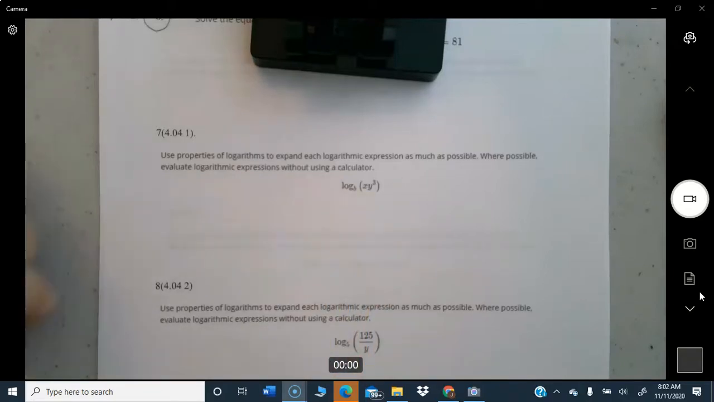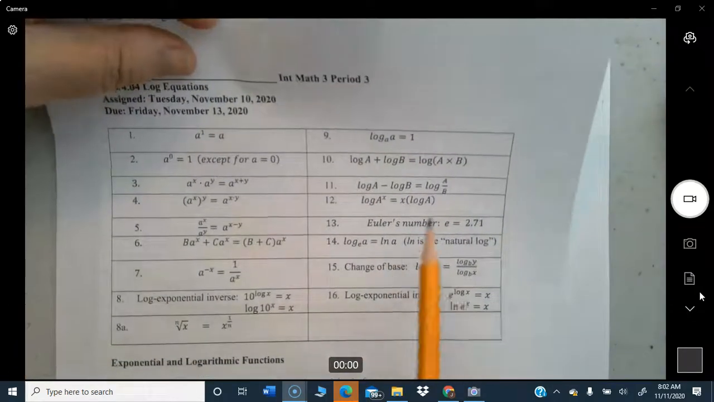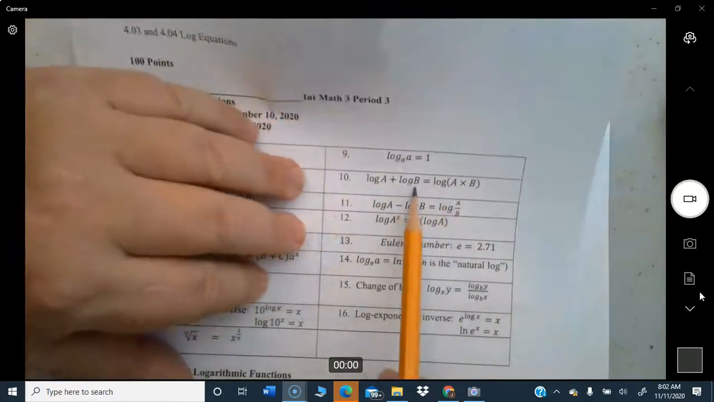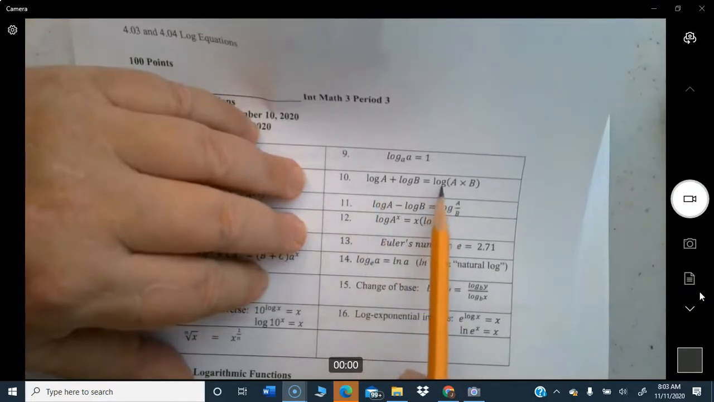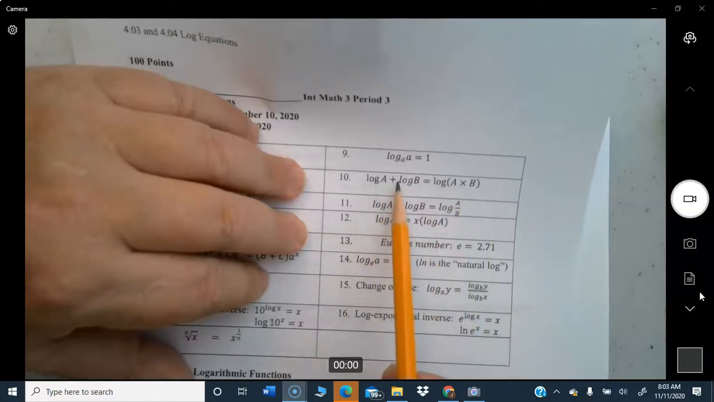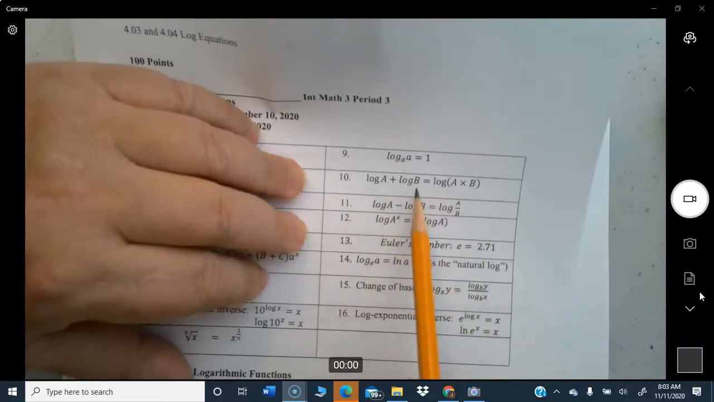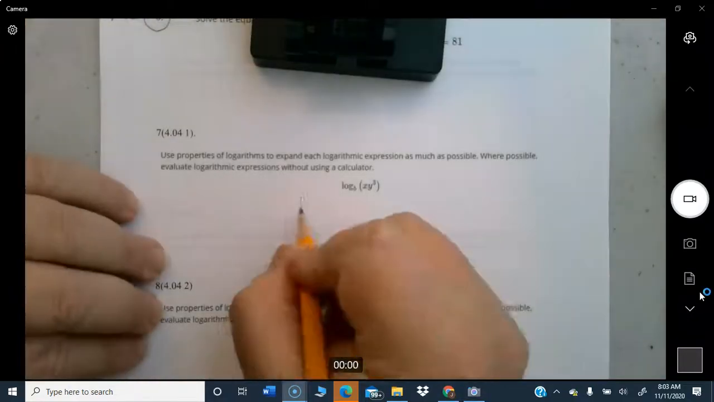All right, but what we're going to do is just play around with the principles of logarithms to do this problem. So what you have is a logarithm, and inside that logarithm you're multiplying two numbers together, x and y to the third. So the principle that applies to that is number 10 here. It's going in the other direction, but you can start over on this side. If you have a logarithm where you're multiplying two numbers together, then you can break them out like that and put a plus sign between them. So log of a times b is log of a plus log of b. So we're going to go ahead and do that.